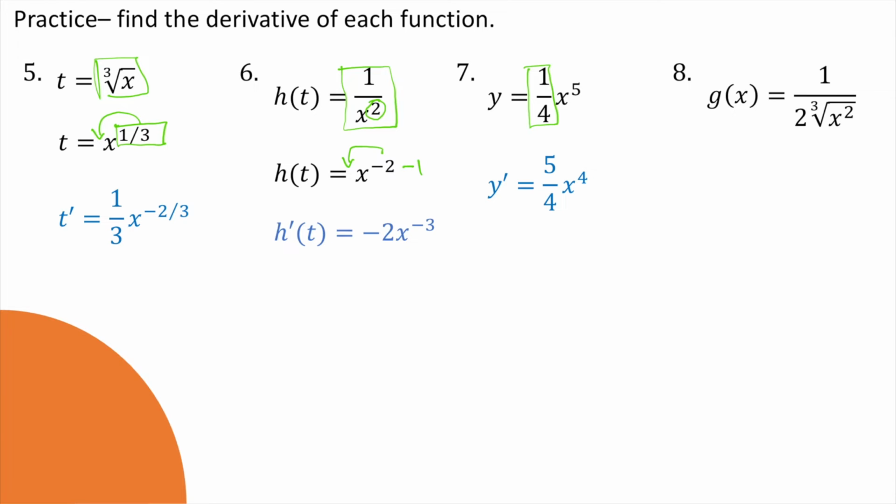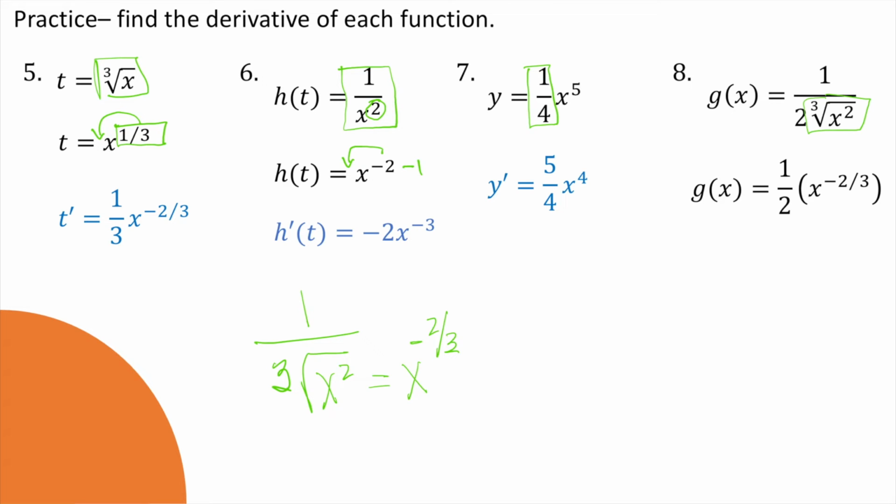Number 8 looks especially terrible, doesn't it? Drop down here with me for a second and let's look at the cube root of x squared. If I make that a fractional exponent, that's the same thing as x to the 2/3. And x to the 2/3 is on the bottom of the fraction. So actually, that's going to be a negative exponent. So if I rewrite that g of x, it's 1/2 x to the negative 2/3.